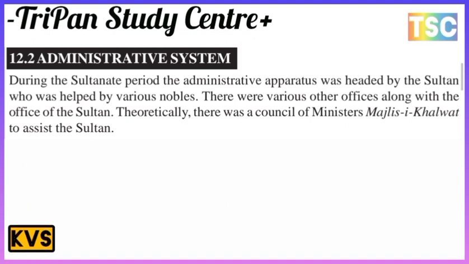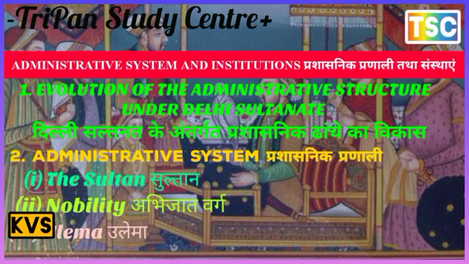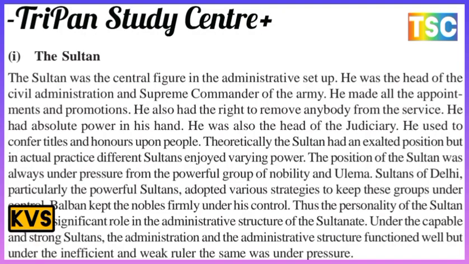The first point in the administrative system is the Sultan. The Sultan was the central figure in the administrative setup. He was the head of the civil administration and the supreme commander of the army. He made all the appointments and promotions, and he also had the right to remove anybody from the service.